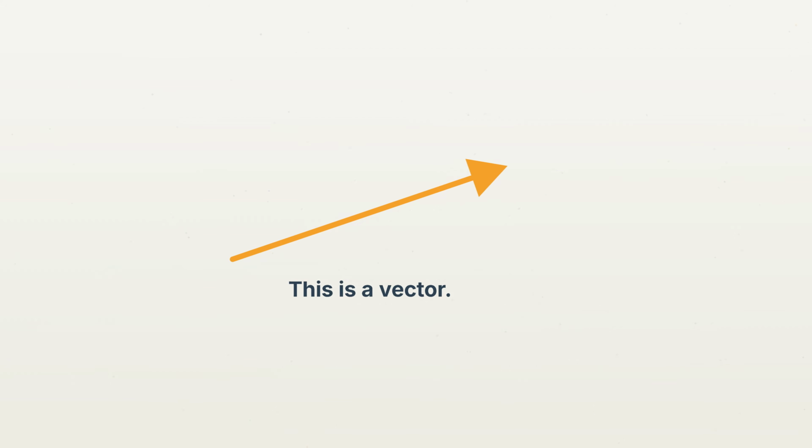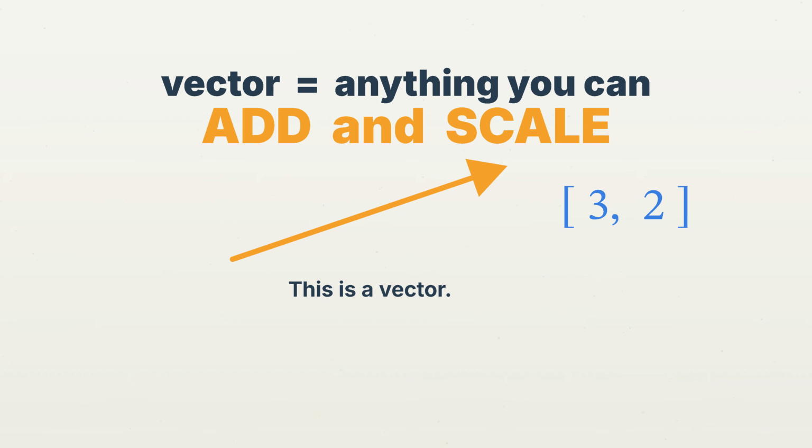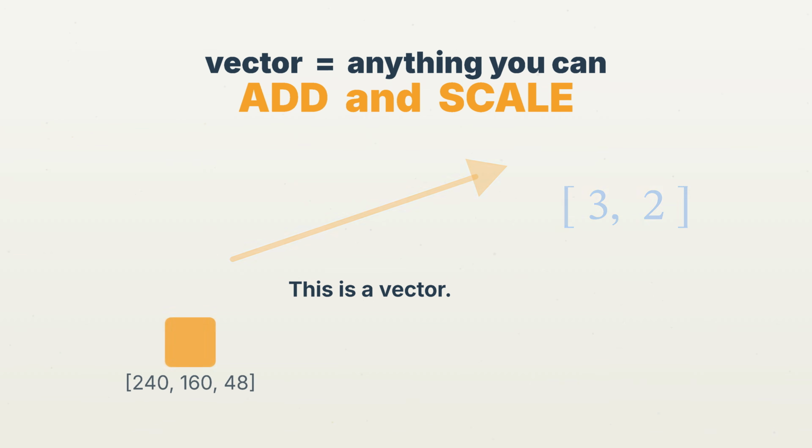Look at this arrow. That's a vector. Now check this out. Just two numbers in brackets. Also a vector. And this weird abstract thing, yup, also a vector. Here's the rule. A vector is anything you can add and scale. That's it. That one idea runs all of linear algebra.